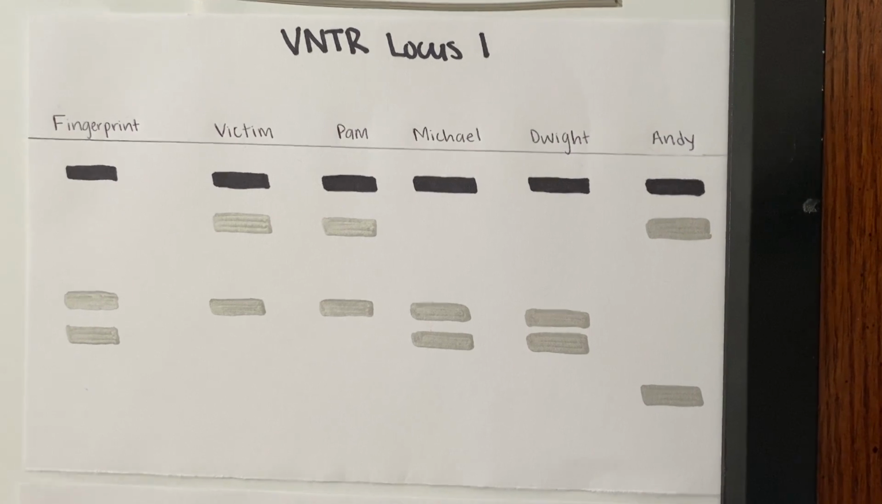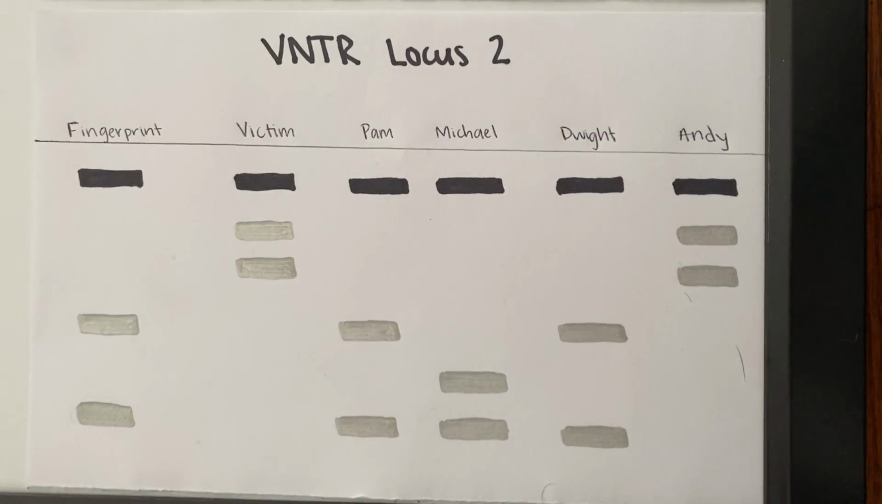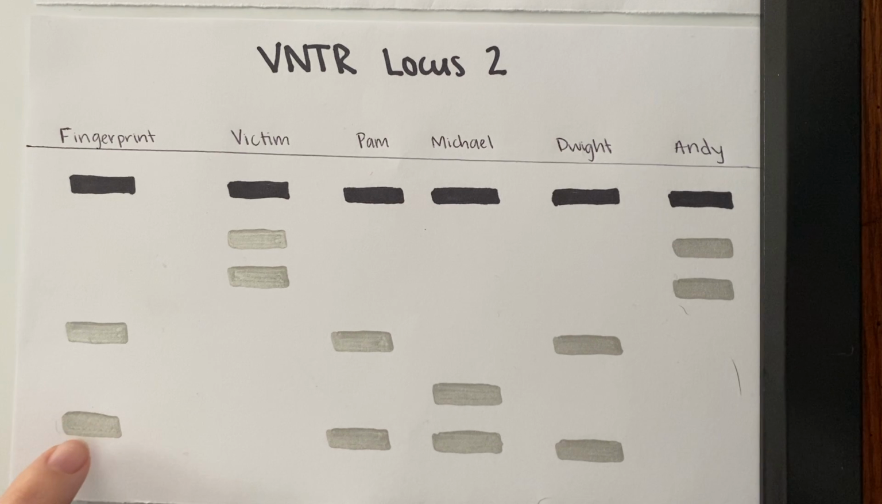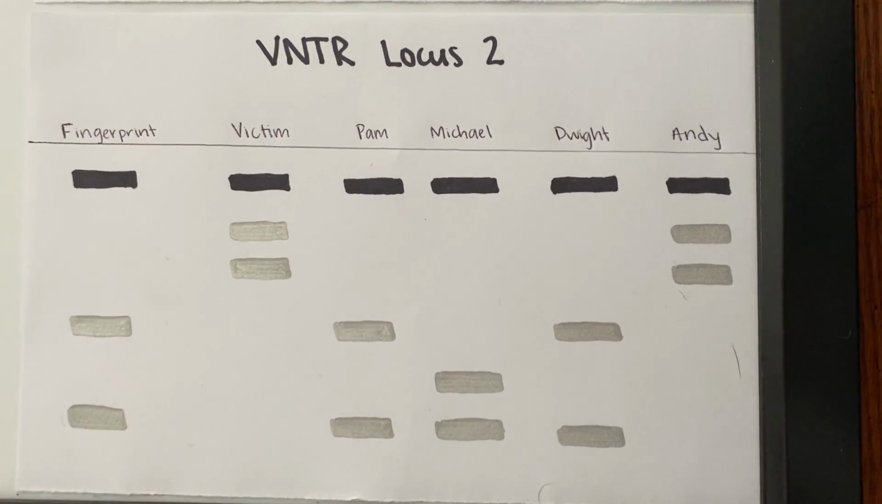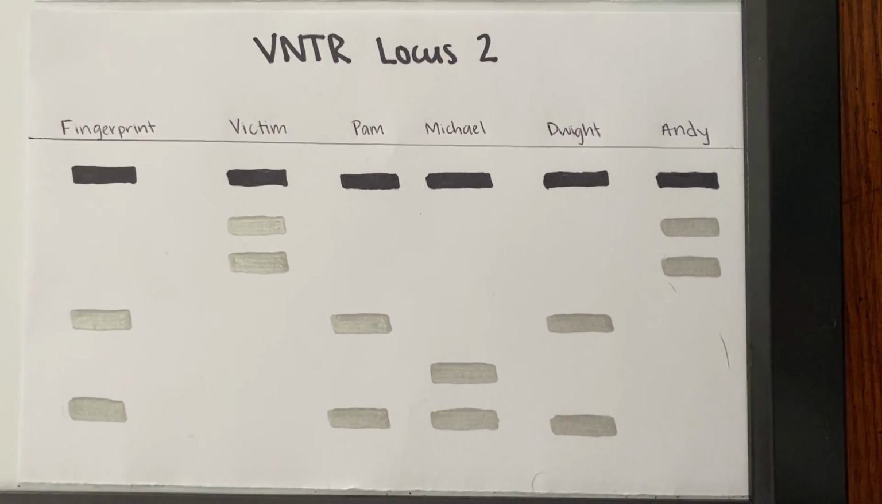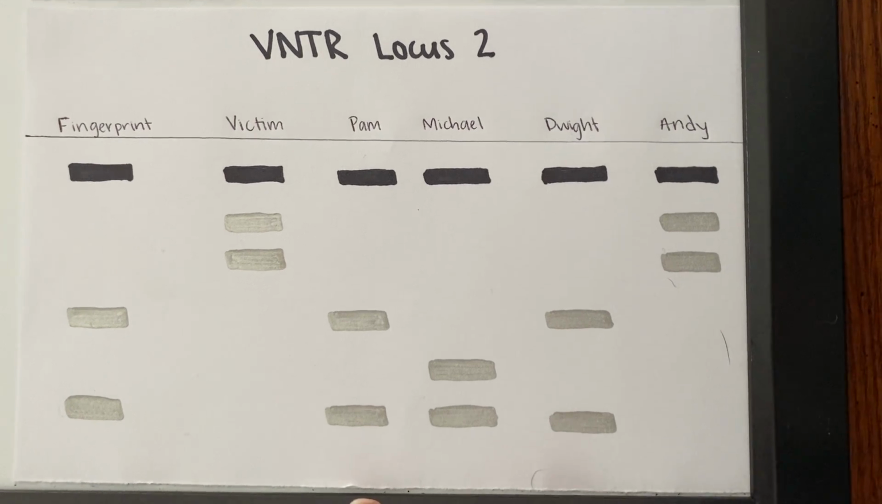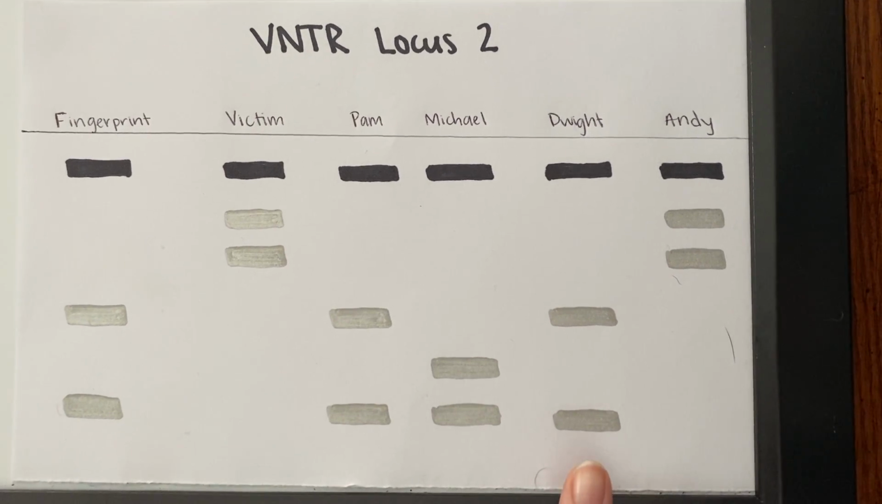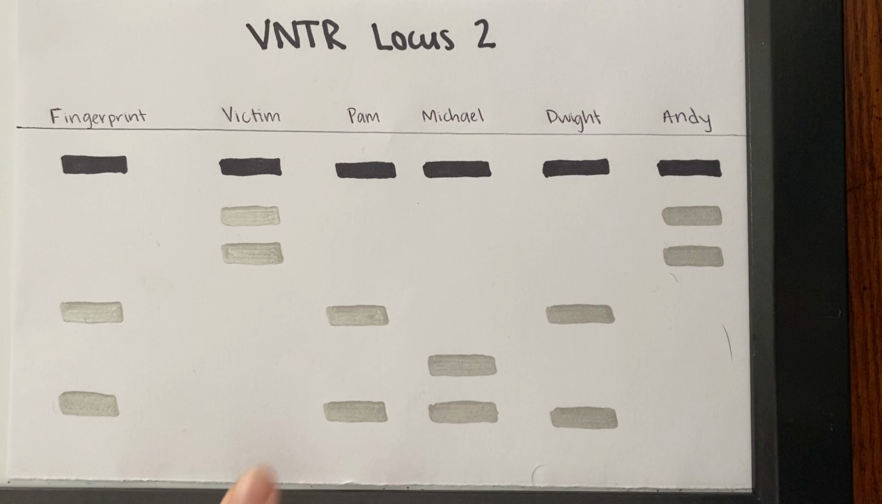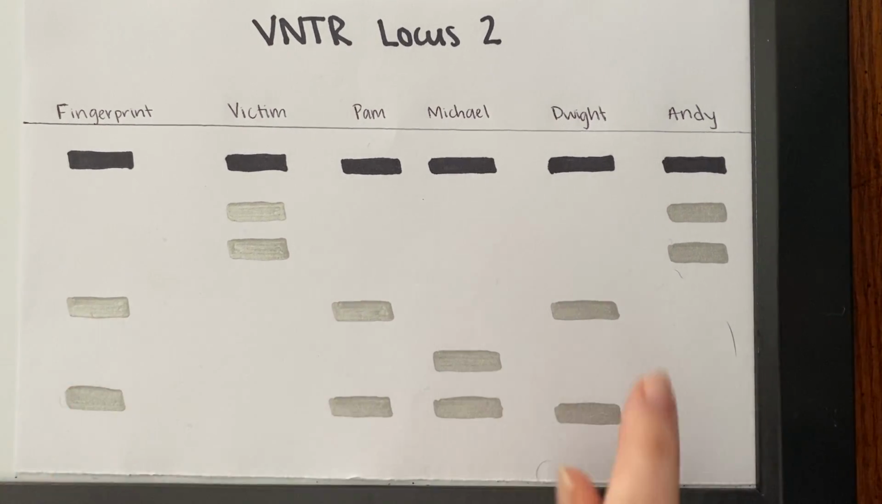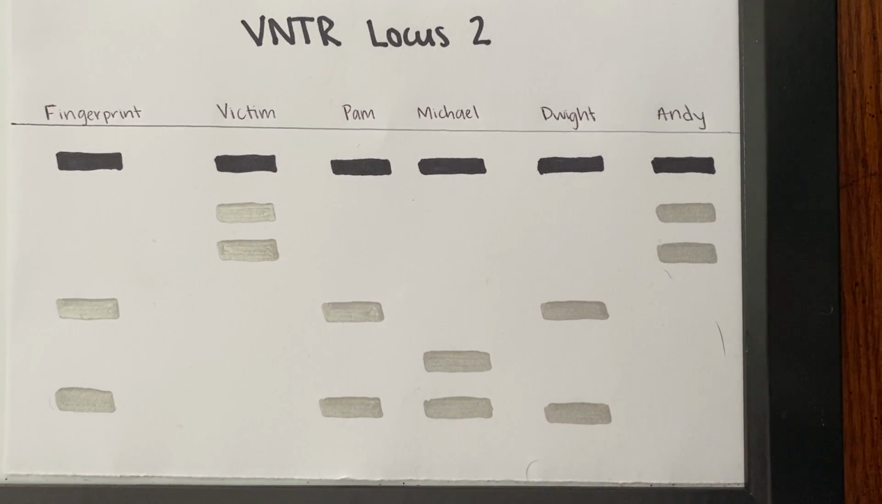In our second locus, we can see that the fingerprint DNA has a more separated allele in this case. And again, there are already 2 matches that we can identify with Dwight and Pam, where they have the exact same 2 loci in the exact same spots.